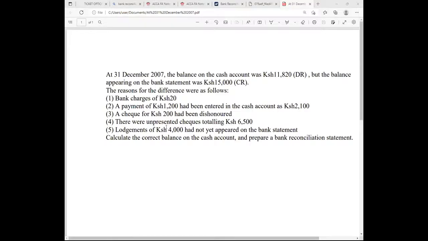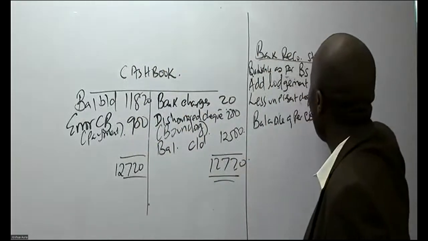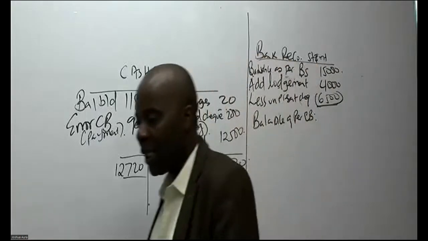as per cash book. Balance as per cash book. So you're taking this 15,000, you add 4,000 minus 6,500. What figure are we getting?